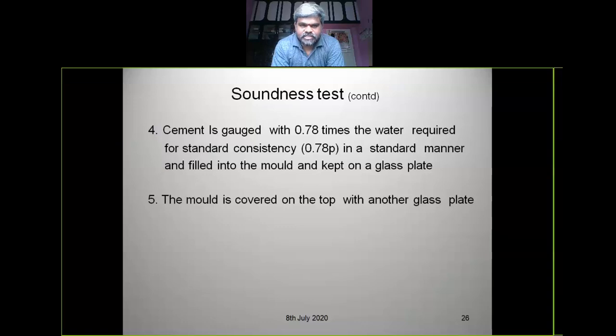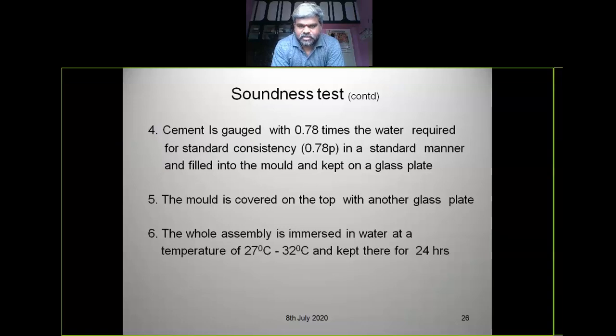Cement is gauged with 0.78 times the water required for standard consistency of cement. Here also we are using the normal consistency of cement: 0.78 percent for IST, and for FST it is 0.85 percent, right. So the mold is covered on top with another glass plate. The whole assembly is immersed in water at a temperature of 27 to 32 degrees for 24 hours.